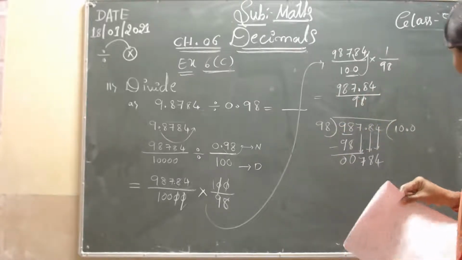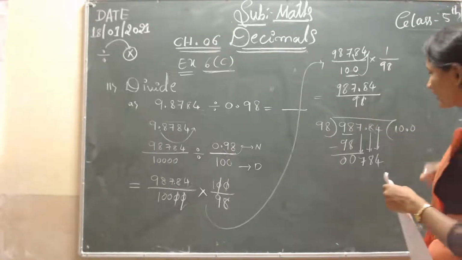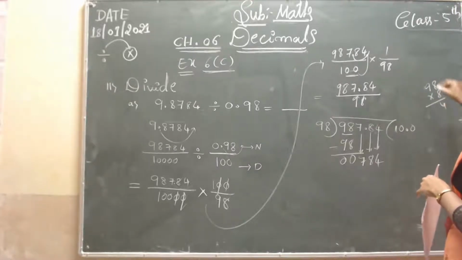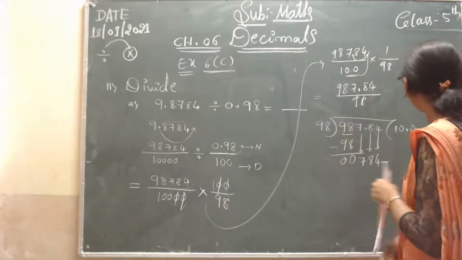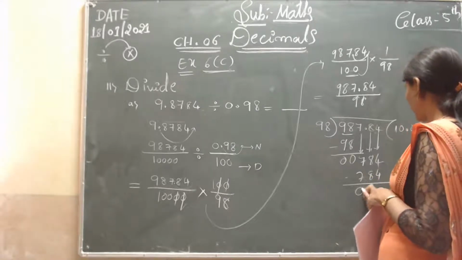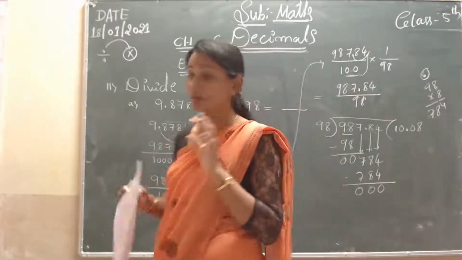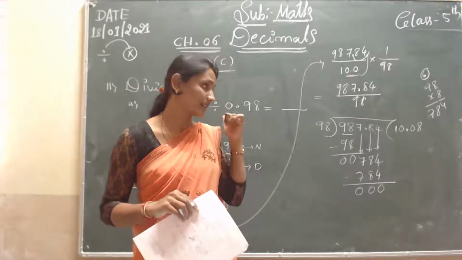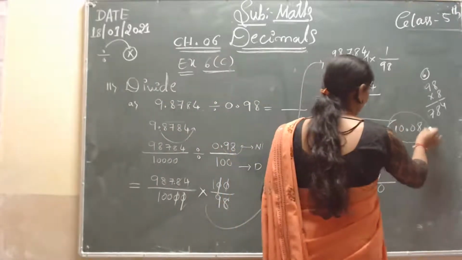So 784. For 784 you have to search in 98. So 98 8s are 784. It is 72 and 78. Yes. So 98 8s are 784. You have to subtract, and the remainder will be 0. Students, the remainder will be 0. What is the answer for this exercise, sorry, this problem? Look at the quotient. What is the quotient? So this is the quotient.